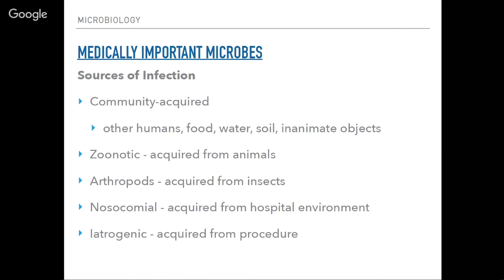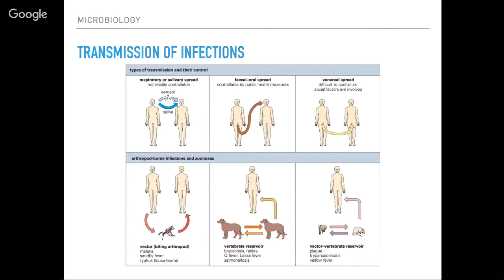Medically important microbes. This is how you can get infections, which is pretty simple. Nosocomial is just a fancy word for infections you get from hospitals. They're generally the worst ones, as in the highest mortality rate, because if you're in hospital, you're already sick. And if you get an extra infection, you're going to die.